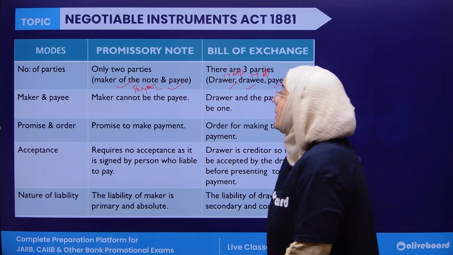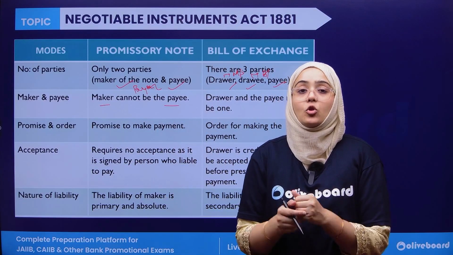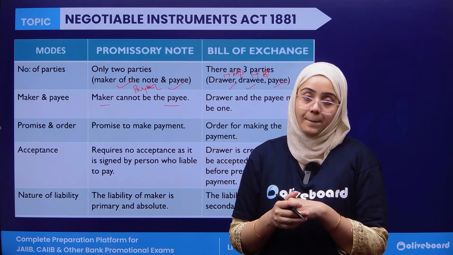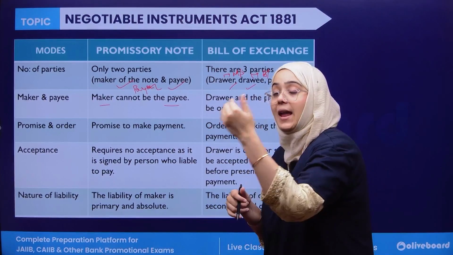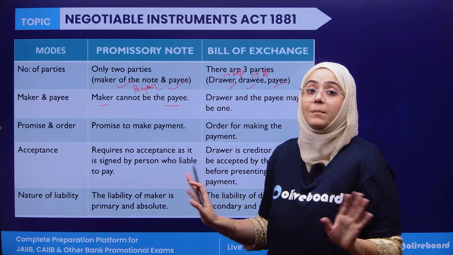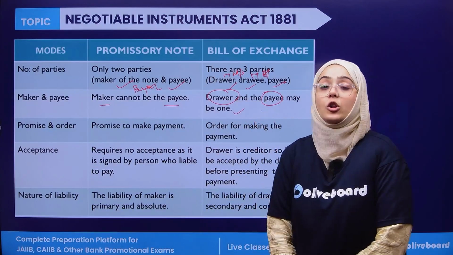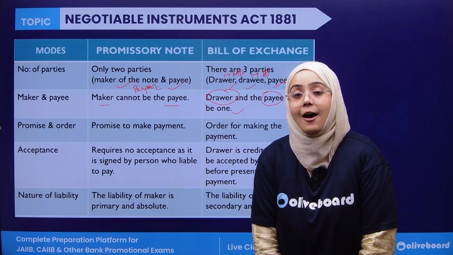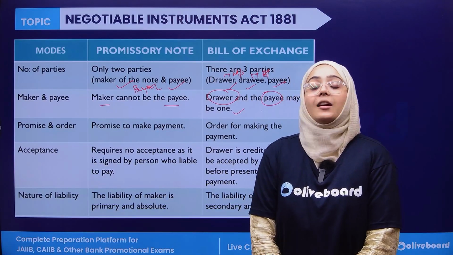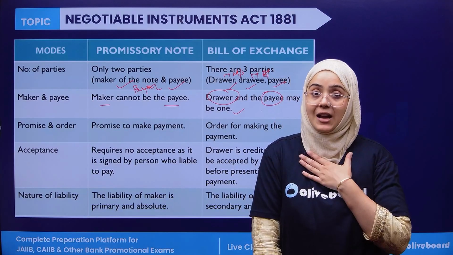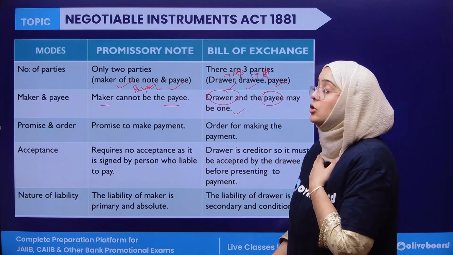Now, maker and payee. The maker cannot be the payee. Obviously, if I am making the promissory note to you, it means I am promising you to pay. I am promising to another person, so we cannot be the same person. In a bill of exchange, drawer and payee may be the same. For example, I have drawn a bill of exchange instructing you to pay me a certain sum of money. In this case, I am entitled to receive the payment. I am giving the instruction, and that's why I am the drawer.